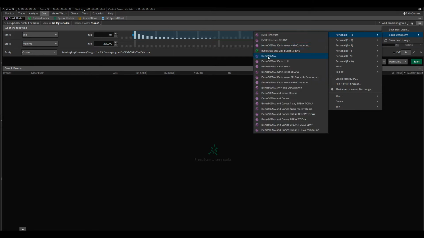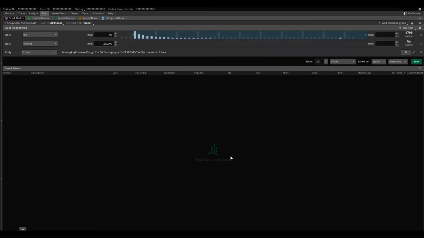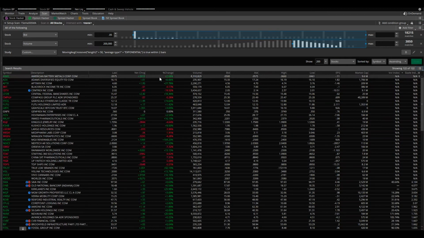Let's say you just want to find the 15 EMA crossing the 50 SMA. So I do have that, within 2 bars. I don't know if we're going to find anything because the market's closed. Oh yeah, okay, so we do.